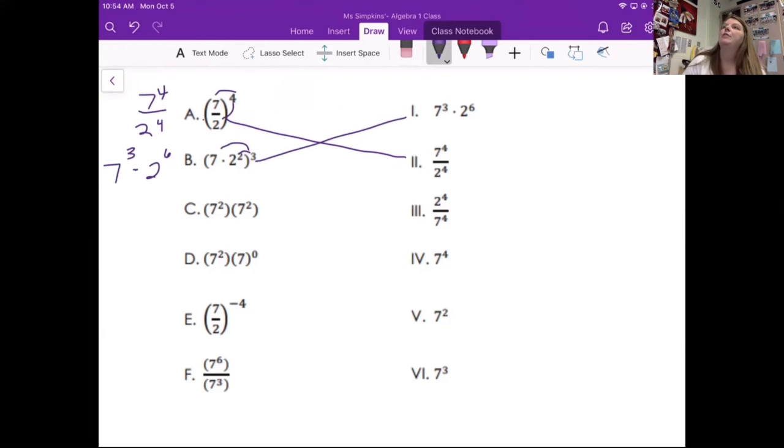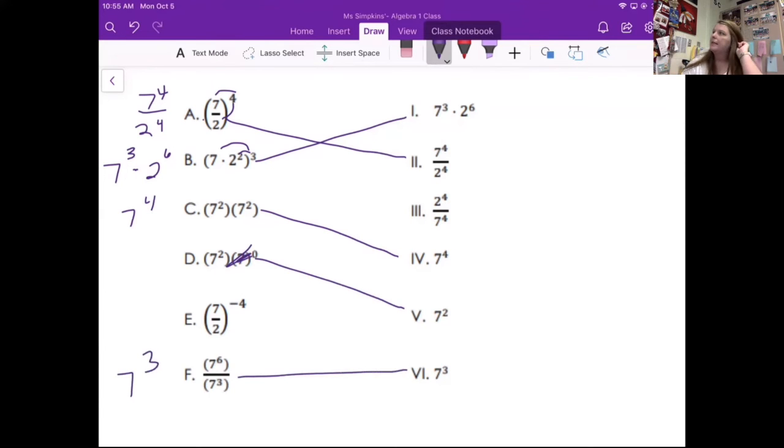C, we want to add those exponents together. So 2 plus 2 would give me 7 to the 4th power, which was the 4th one. D, 7 to the 0. What's anything to the 0? 1. So essentially this doesn't really matter. We're just left with 7 squared, which was the 5th one. I'm going to jump down to the last one before I talk about to the -4. So 6 minus 3, remember we want to subtract those exponents. So that would be 7 to the 3rd power, which was the last answer.